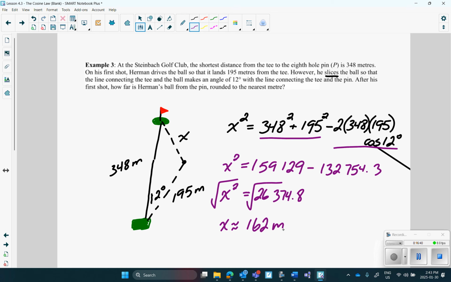That's what rangefinders do. For golf, you can buy little rangefinders. When you look through it at the hole, it will tell you how far you are from the hole. It uses trigonometry to calculate. Okay, that's cosine law.